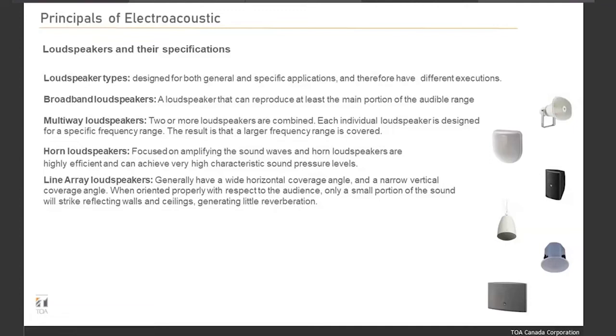Horn loudspeakers are focused on amplifying the sound waves, and they are highly efficient and can achieve high characteristic sound pressure levels. Then the line arrays, which I mentioned previously, generally have a wide horizontal coverage angle and a narrow vertical coverage angle, and that's why they're piled on top of each other, basically. When oriented properly with respect to the audience, only a small portion of the sound will strike reflecting walls and ceilings, generating little reverberation.